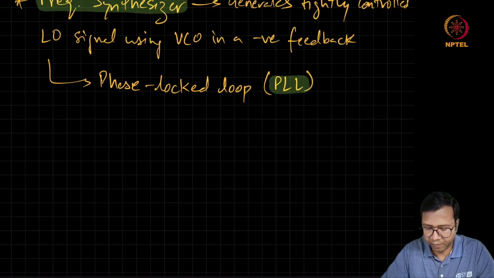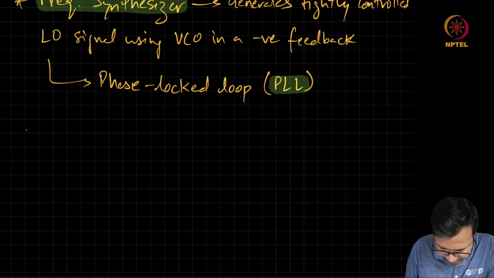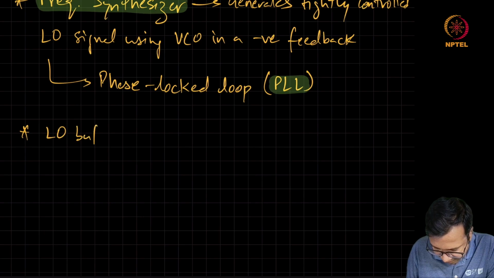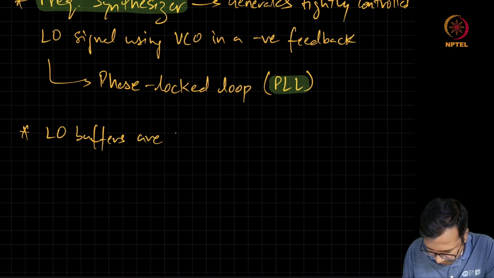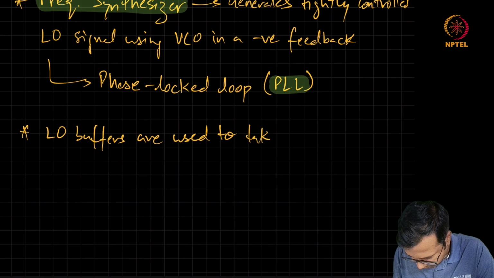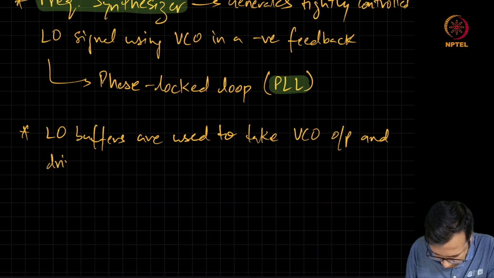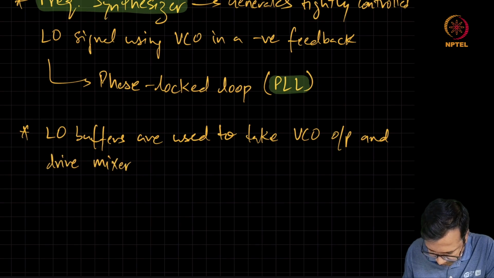So in addition to this PLL being present on chip, you'll find that the VCO output may not be able to directly drive the mixer. So there will be LO buffers which will be placed between the VCO and the mixer to take the LO signal and drive the mixers. So LO buffers are used to take the VCO output and drive the mixer switches.